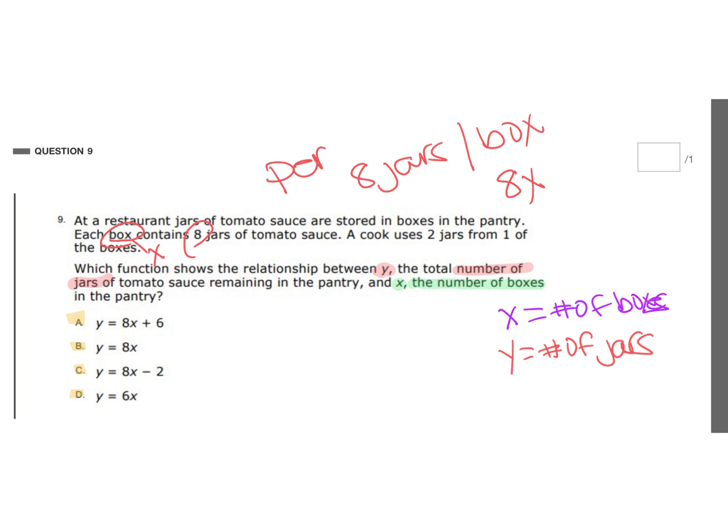What else did we learn? A cook uses 2 jars. Well, how much do we start when cook uses? That tells me that that is subtraction. How many jars did they use? 2. Okay, uses 2 jars from the box. So 8 jars per box, already used 2. So what are we starting out with? We have 1 box. Well, we only have 6 of those left. So this here is our answer.